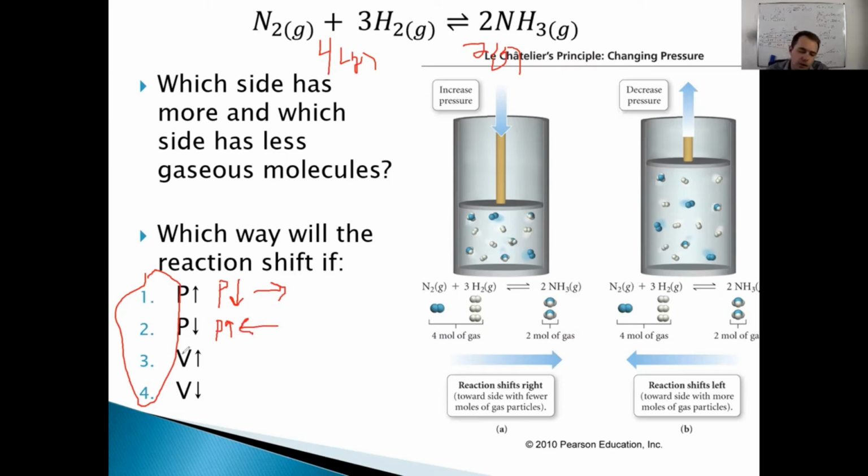For 3 and 4 here, if the volume increases, I don't play that game. If volume increases, that means pressure decreases. And if pressure decreases, that's the same as scenario 2. We're going left. And if volume decreases, that means pressure increases. We're going to try and bring the pressure back down. That's the same as scenario 1. We're going right. So that's how I tackle those problems.